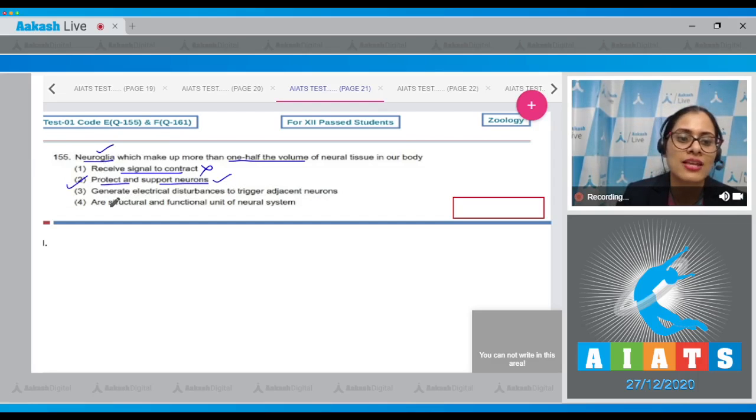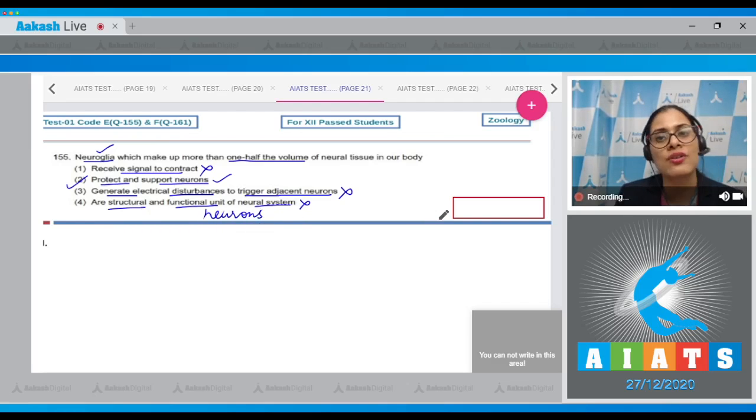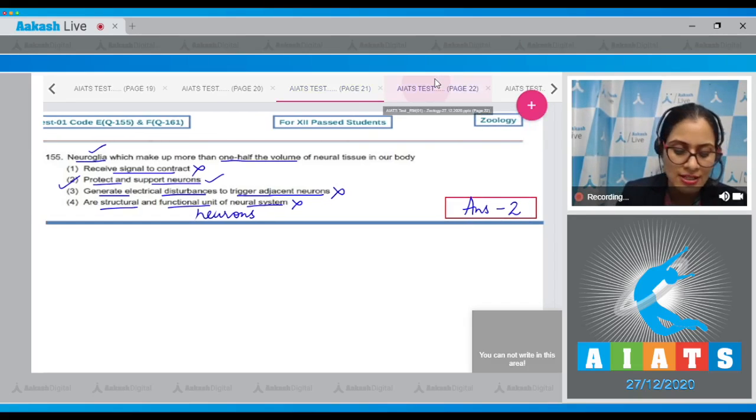The next option says generate electrical disturbances to trigger adjacent neurons. It is incorrect because neuroglial cells are non-excitable cells and they cannot generate the electrical disturbances to trigger adjacent neurons. The last option is a structural and functional unit of neural system. This is incorrect because neurons are the structural and functional unit of neural system. So the correct answer to this question is option number 2. Let's proceed to the next question.